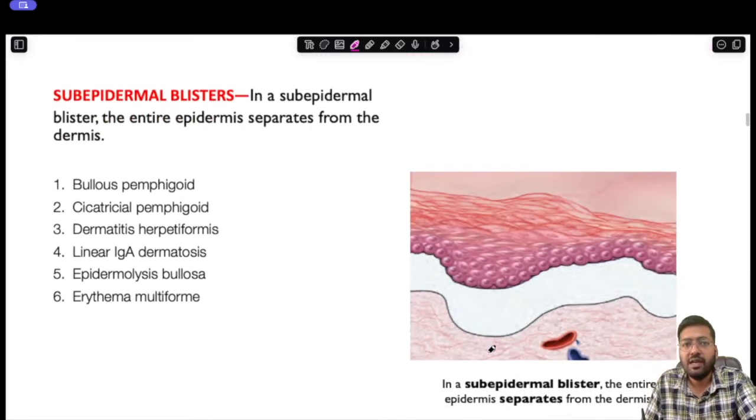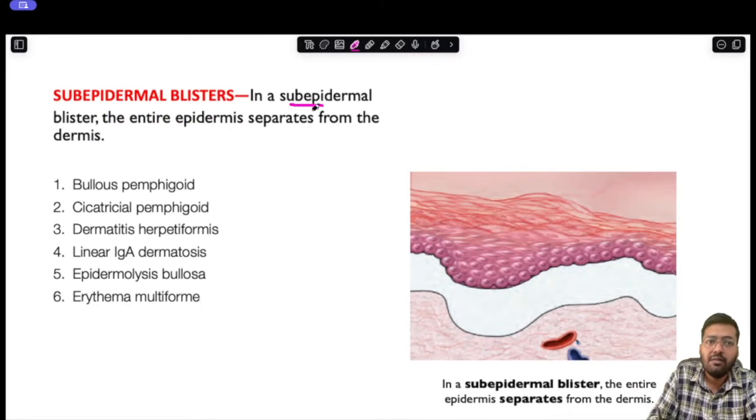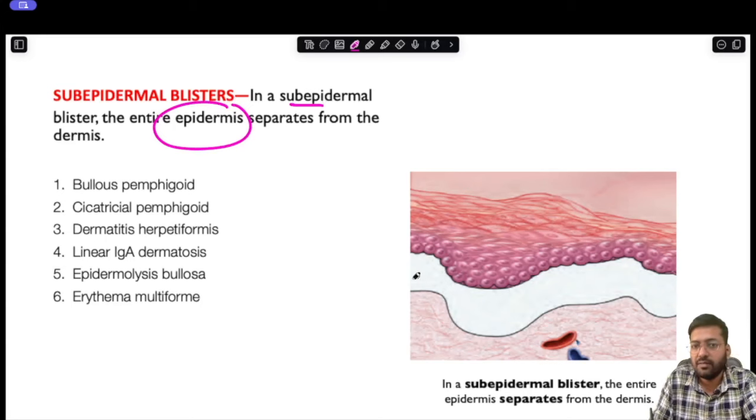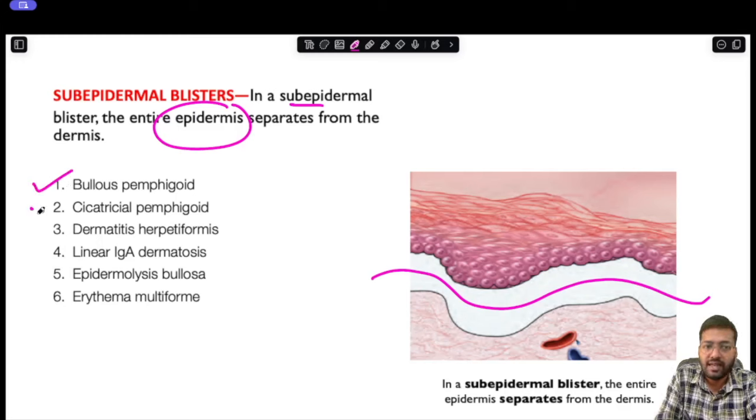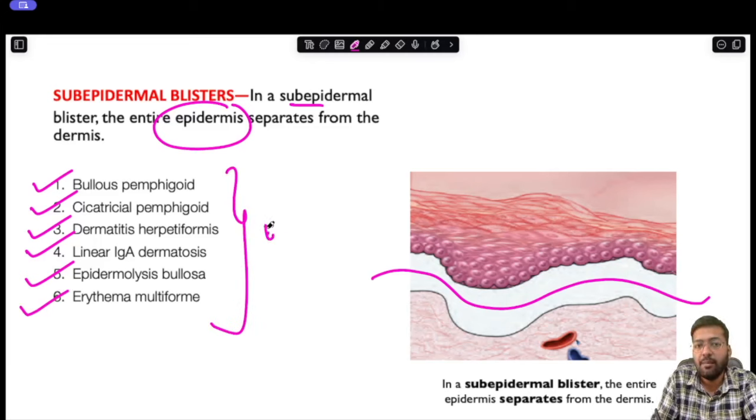Lastly, we have subepidermal blisters. In a subepidermal blister, the entire epidermis separates from the dermis, as you can appreciate over here. Okay, the entire epidermis is separating from the dermis. A lot of conditions are seen here, like bullous pemphigoid, cicatricial pemphigoid, dermatitis herpetiformis, linear IgA dermatitis, epidermolysis bullosa, erythema multiforme. So there are multiple conditions where separation occurs at the epidermal basement membrane zone or the epidermal dermal junction. In case of direct immunofluorescence, all of them will have more or less a very similar finding.